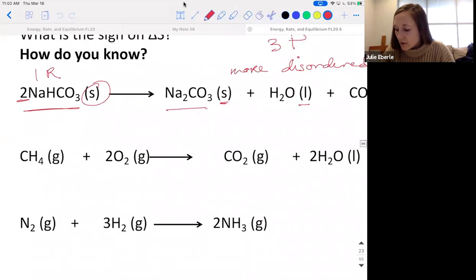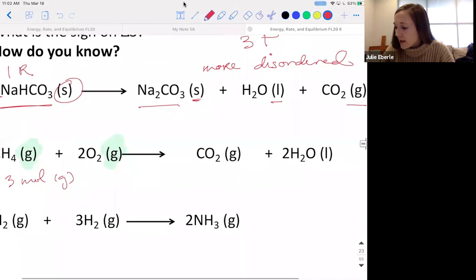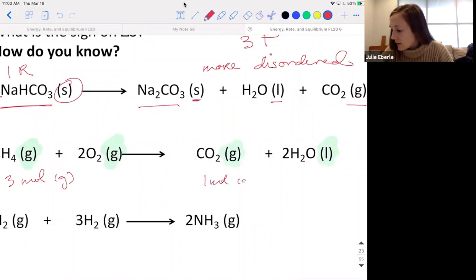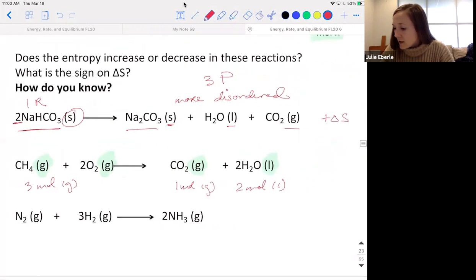Here's what I noticed about number 2. We've got gas and gas. All of our reactants are gas, and this is the most disordered you can be, right? We've got 3 moles of gas here, and it's all in the physical state of a gas. And on the product side, I have gas and liquid. So I only have 1 mole of something that is a gas, and I have 2 moles of something that is a liquid. So the number of moles of stuff adds up to 3 on both sides.